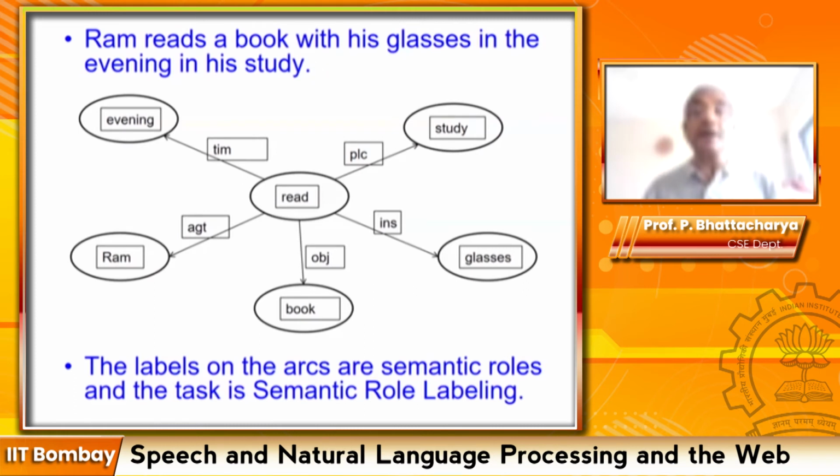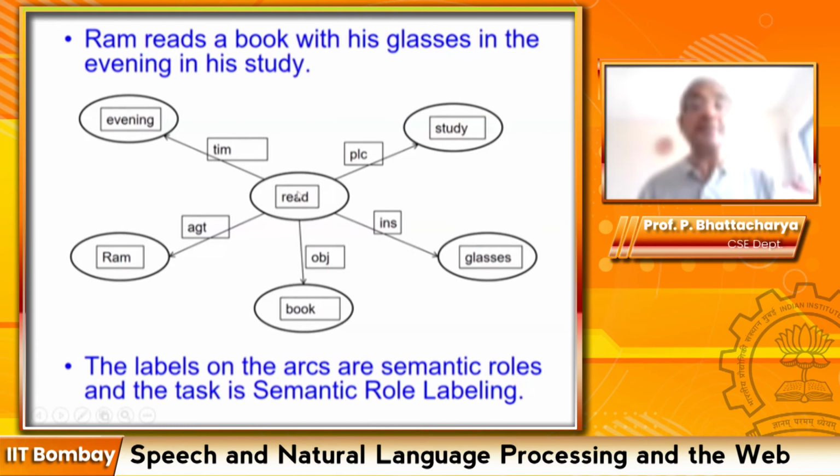So here is a diagram which shows the semantic relations in a sentence, which captures everything: who, where, which, when, and so on. Ram reads a book with his glasses in the evening in his study. So this is a very nice example, and we would like to spend a little time on this because it illustrates many things about language. The center stage is read, the main verb.